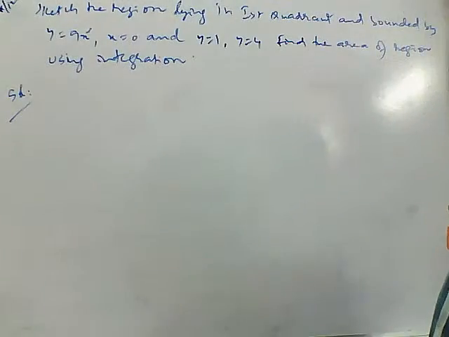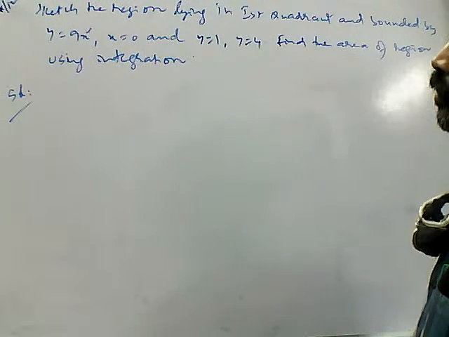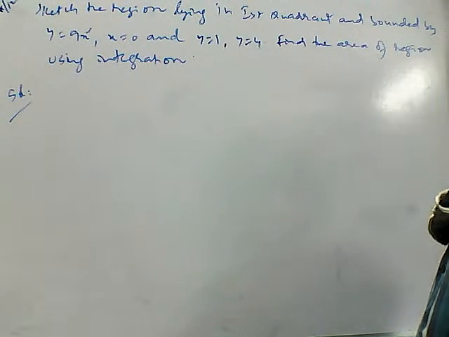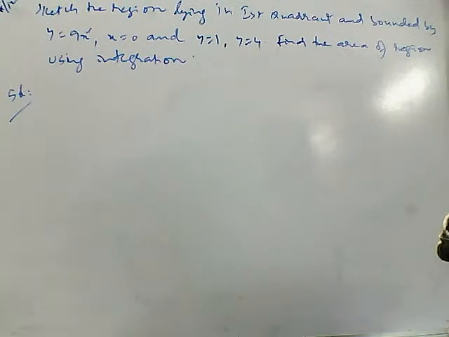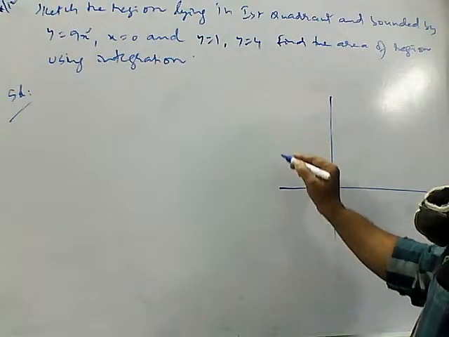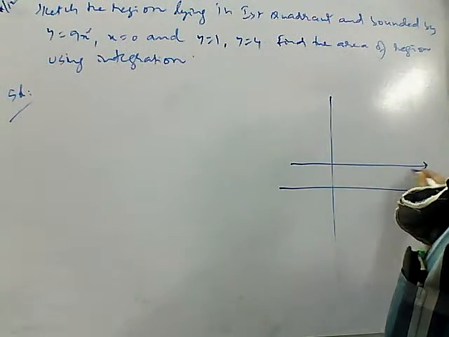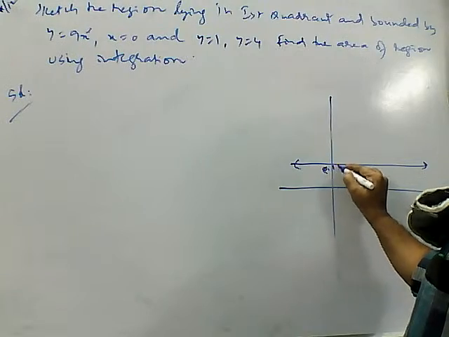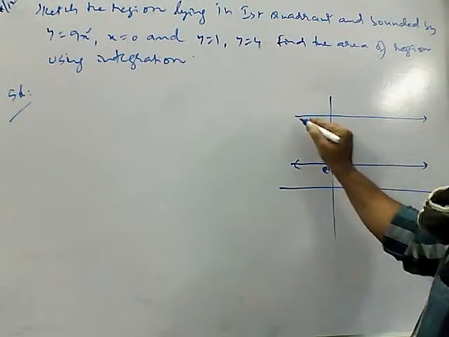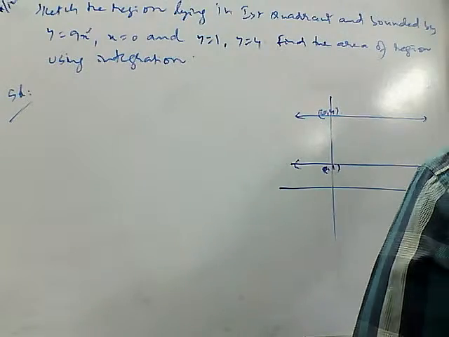Now first you have to find the bounded region. Sketch the graph of the region lying in the first quadrant and bounded by y equal to 9x square, x is equal to 0, and y equal to 1, y is equal to 4. First, y is equal to 1 and y is equal to 4 you have to set. Between these two.